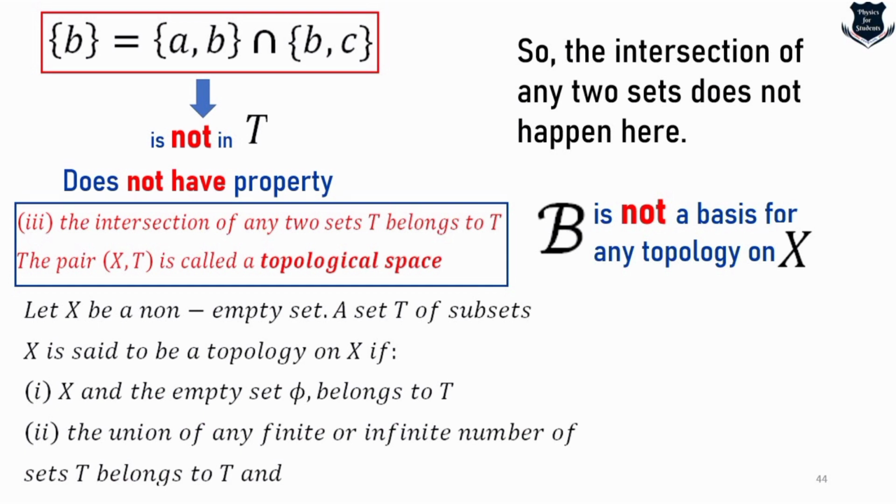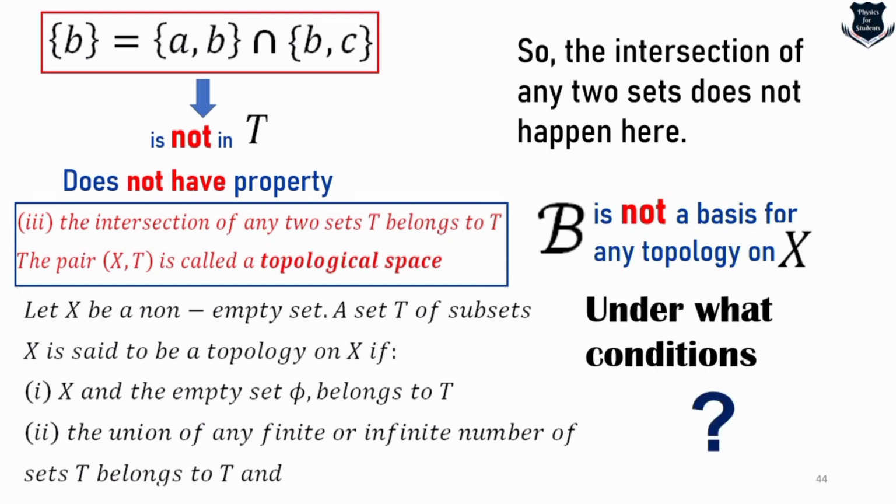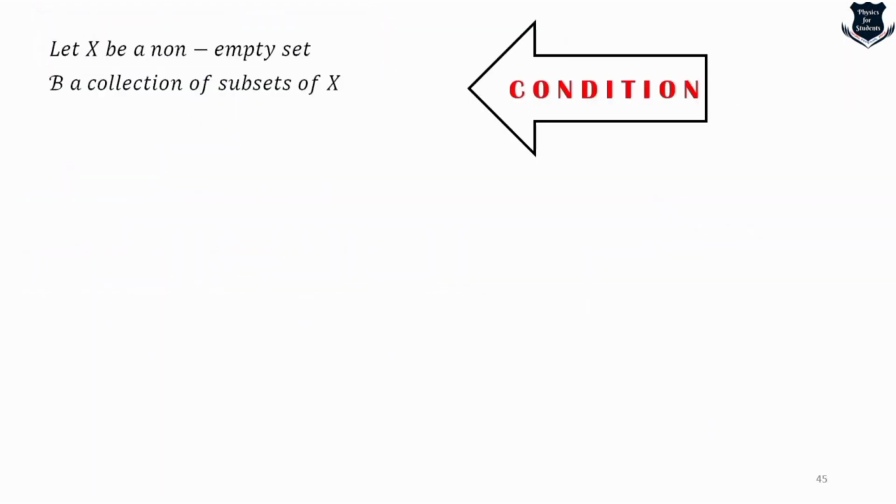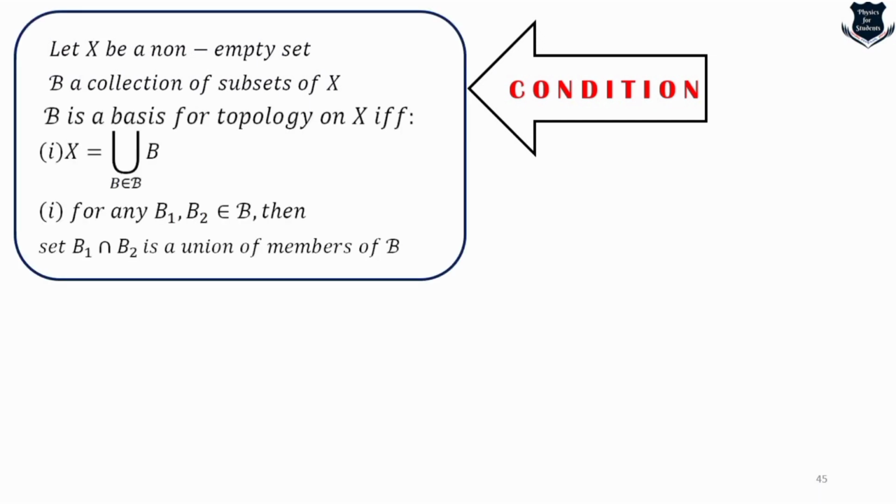The question which arises is, if that is so, then under what conditions is this one a topology? I'm going to show you. So first of all, this is a proposition, and this is a condition which is given, so you can just read it out. Let X be a non-empty set and B a collection. So this one is a union of members of B, and this is the condition under which it becomes a union of members of B.